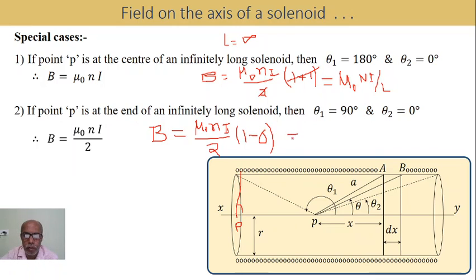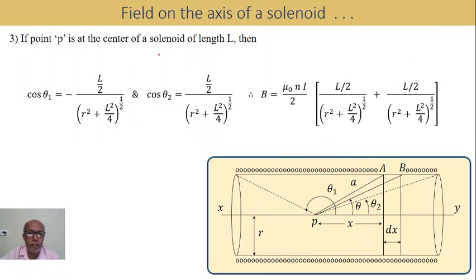Therefore it is equal to mu naught n I by 2, or mu naught capital N I by 2L. If I take small n, then there will be no L. If I take capital N, then there will be an L in the denominator. And this is the expression for the magnetic field at an end of the solenoid.